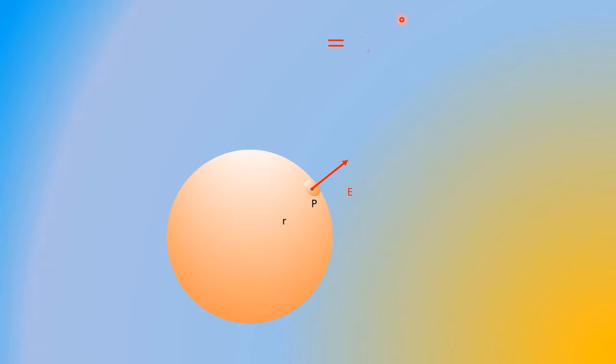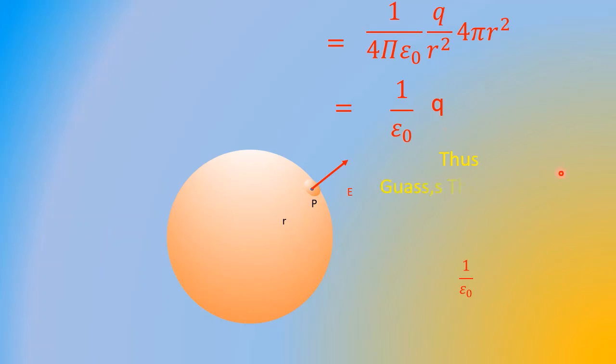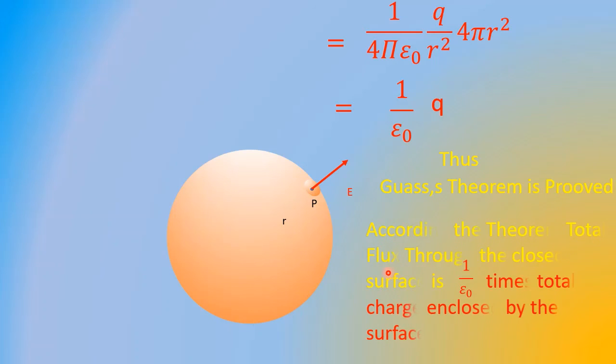Equation becomes 1 by 4 pi epsilon 0 q by r square into 4 pi r square. 4 pi r square is the surface area of the sphere. 4 pi r square in the denominator and 4 pi r square in the numerator can be cancelled. So the equation becomes 1 by epsilon 0 into q. Thus, the Gauss's theorem is proved. According to the theorem, total flux through the closed surface is 1 by epsilon 0 times total charge enclosed by the surface.